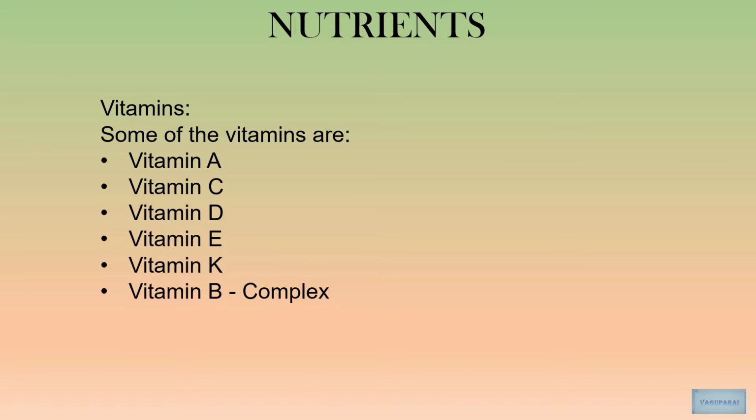In vitamins, we have a lot of them, but a few are very important for a healthy body. They are vitamin A, vitamin C, vitamin D, vitamin E, vitamin K, and the last one is vitamin B complex.